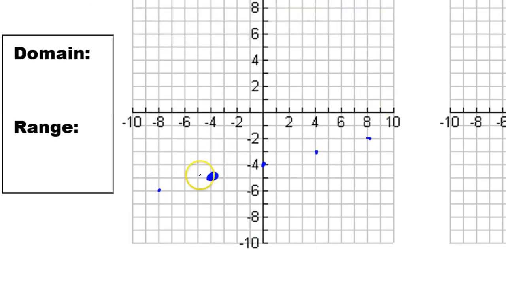So I'm going to draw the left part of this line, which goes like this. And I will erase these extra dots. So that's the first piece of this graph.